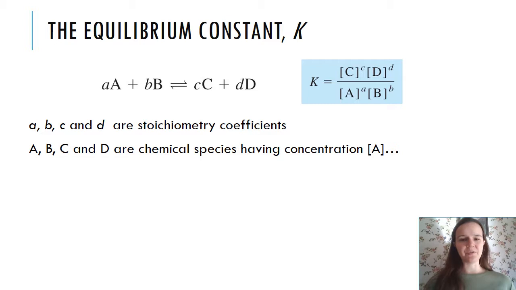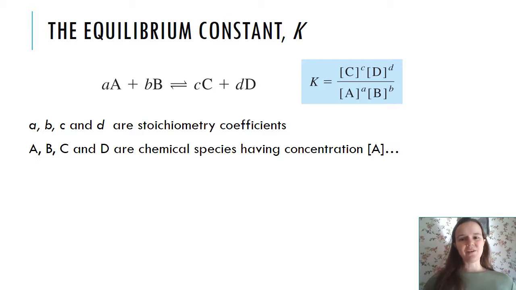you're going to have products over reactants. And everything is going to be taken as a concentration in brackets. So the big A, B, C, and D are the chemical species that have certain concentrations. And what they're going to do is you have the coefficients, right? So 1, 2, 3, etc. Those coefficients become the exponents in your equilibrium constant equation.